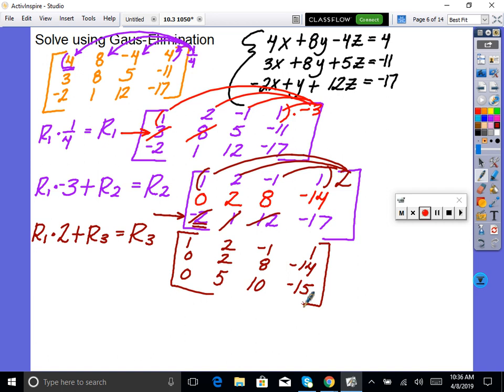Now your next step is to go to where your next 1 would be. Wouldn't it be right here? Yeah. So we need to make that a 1. Guys, anytime I'm trying to make it a 1, I multiply, just times by something. So what would make 2 a 1? I'm going to say take row 2 times a half, equaling row 2.